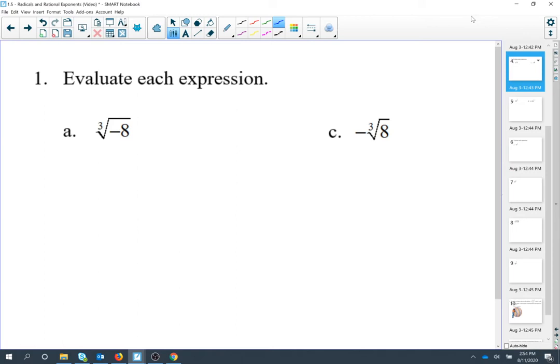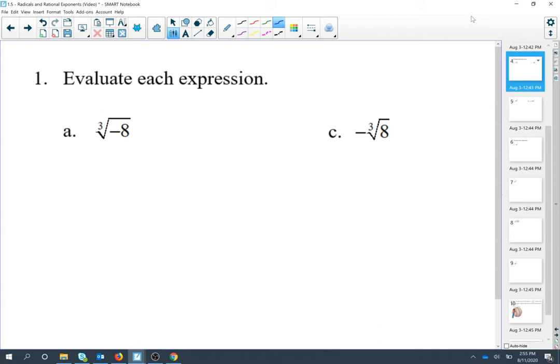Now that we know how radicals relate to rationals and rationals relate to radicals, we're going to start looking at evaluating some of these. So number 1 says evaluate each expression. And part of this is just going to be a review of what we actually remember.